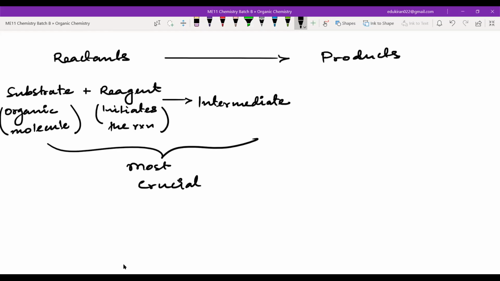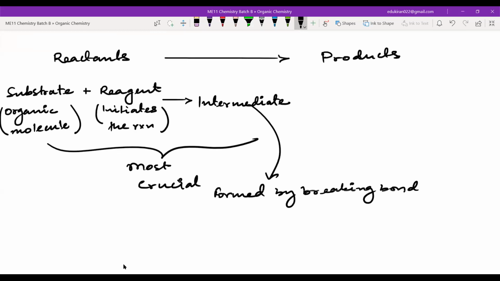Most crucial. Why? Now the intermediate is formed by breaking of bonds, right? Now we can say that there are three types of species that can be formed. There can be A positive, there can be A negative, or there will be some A free radical. These are the only three species which can be present in the intermediate. There can be some other species also, but that is not the scope of the syllabus. So we will be looking at simple molecules which have a positive charge, a negative charge, or a free radical.